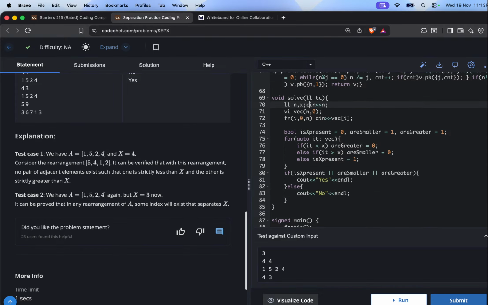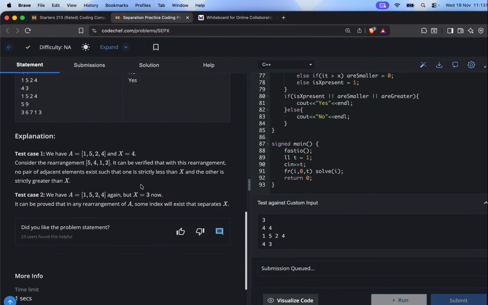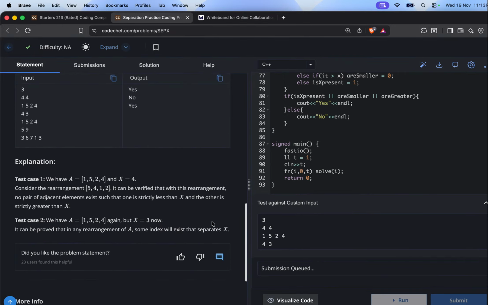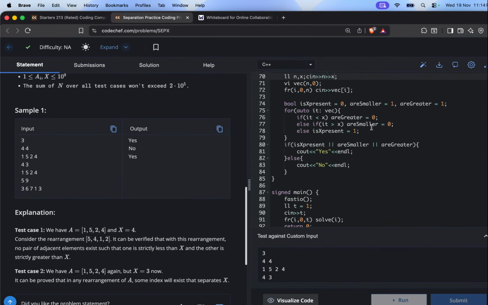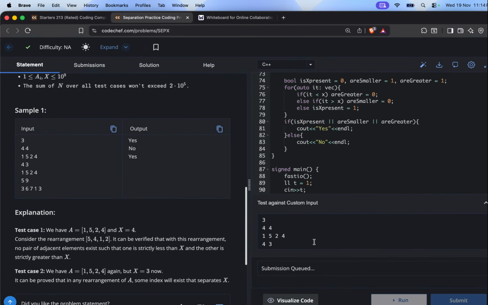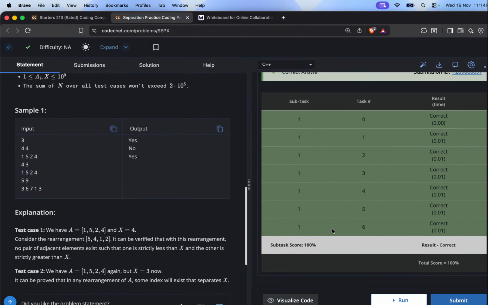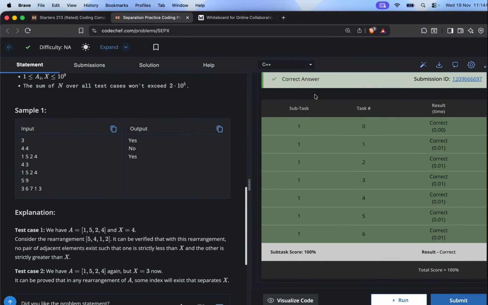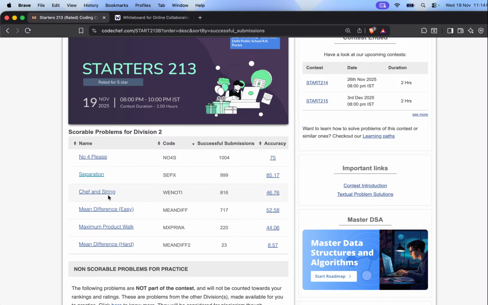Okay, let's take x as input. This is it. Let's move to the next problem now.